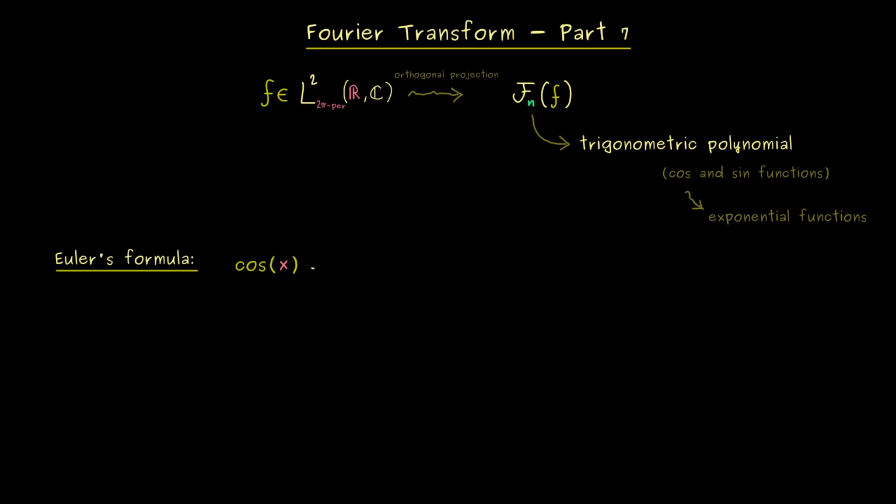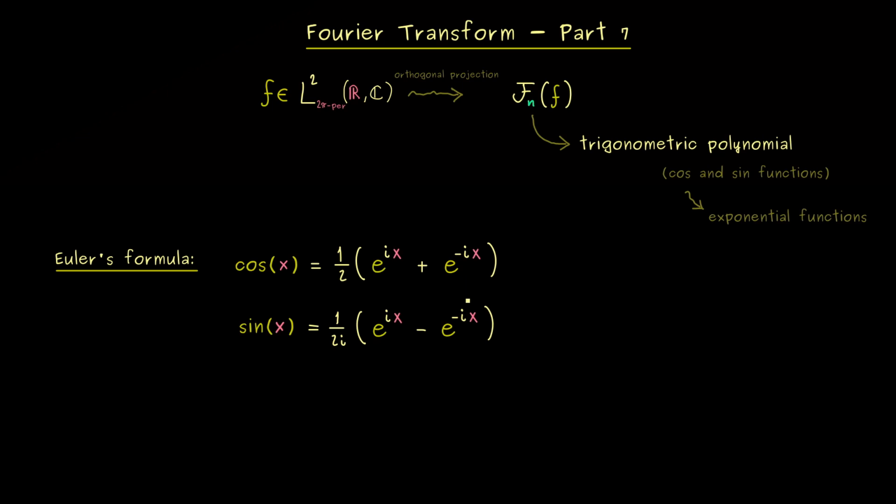And as you might already know, the essential ingredient here is just Euler's formula, which simply tells us that the cosine of x can be written as 1/2 times e to the power ix plus e to the power minus ix. Okay, so this is what Euler's formula tells us for the cosine function, but we also have a nice formula for the sine function. Namely, there we have 1/(2i) times e to the power ix minus e to the power minus ix. So you see, very similar, just with the minus sign here and the factor 1/i there.